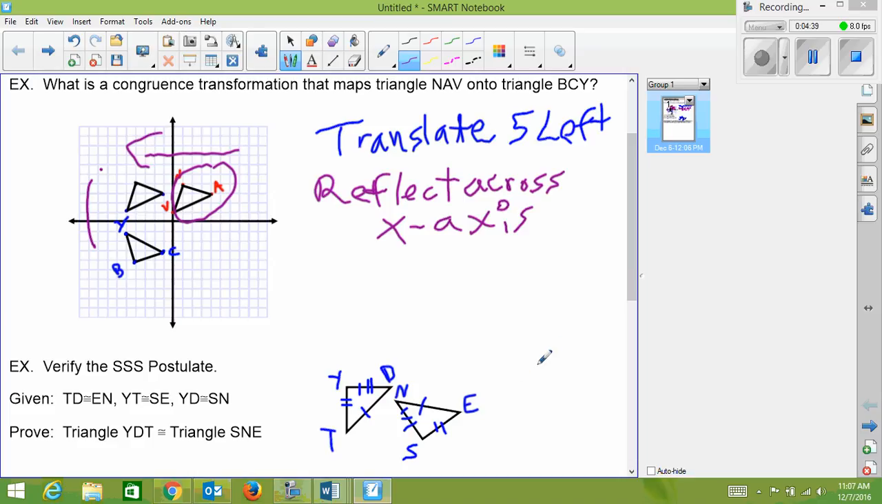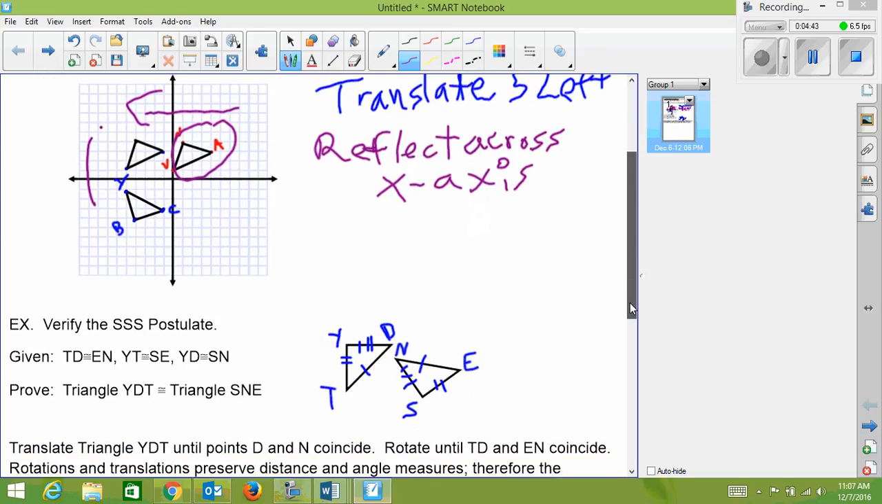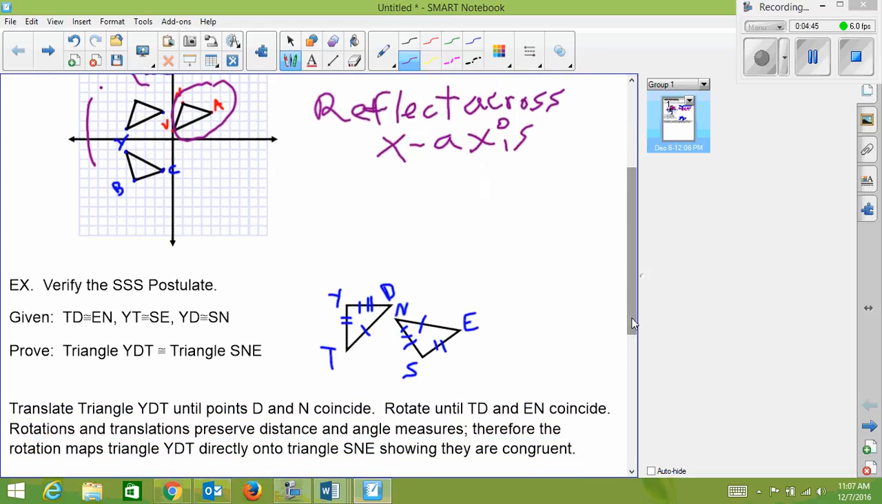Well, how would I know that? Going through a series of steps, and I already have it written out here, but let's go through what I wrote. I'm going to use translations, rotations, reflections, whatever it takes to get there. I'm translating triangle YDT until points D and N coincide. Look at how this is written. D has to match up with N, right? So I'm going to move D down here until it matches up with N.